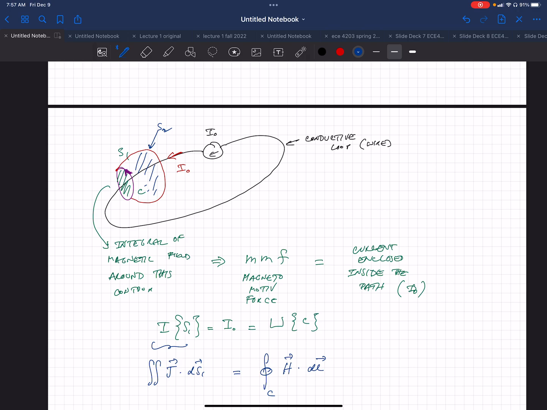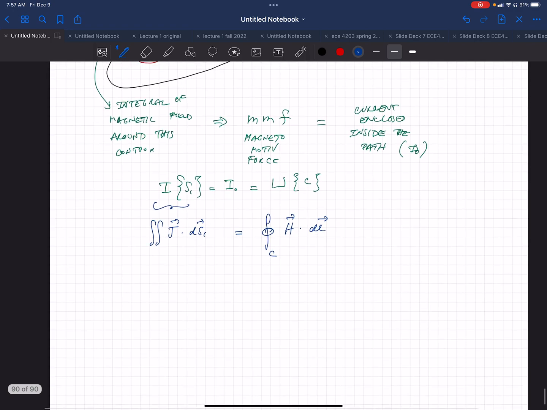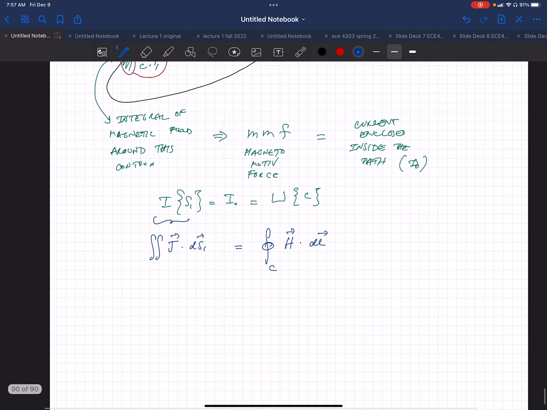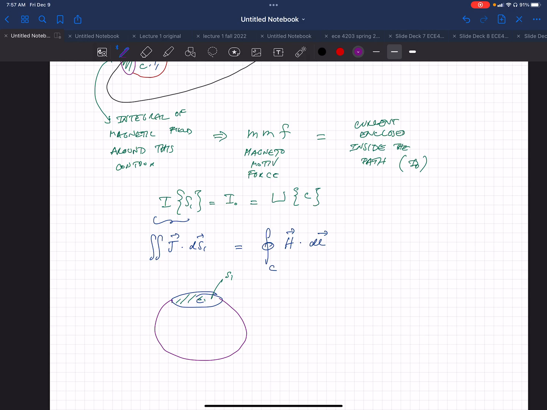And so the current enclosed by that should be fine. Let me just redraw. If I flip it around, this is the contour. This inner surface is S1. This outer surface is S2.